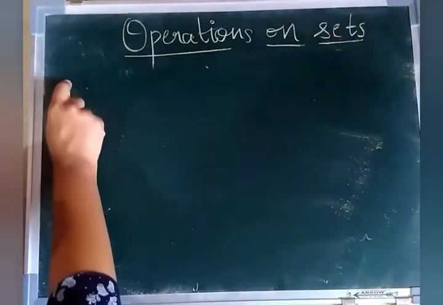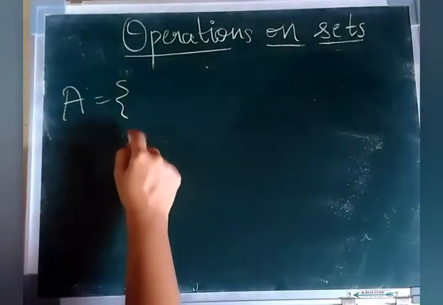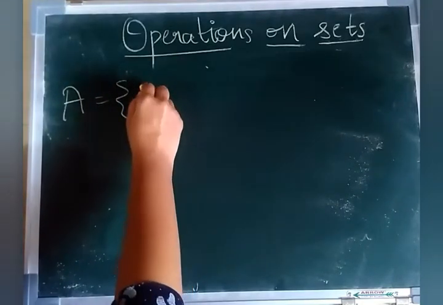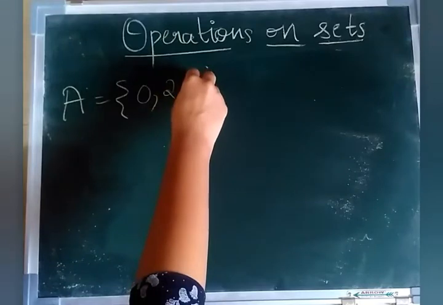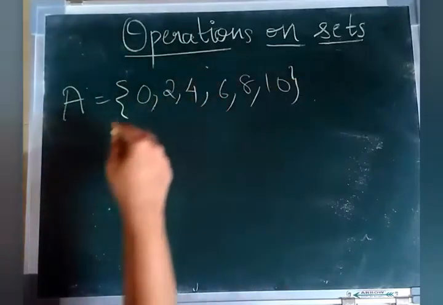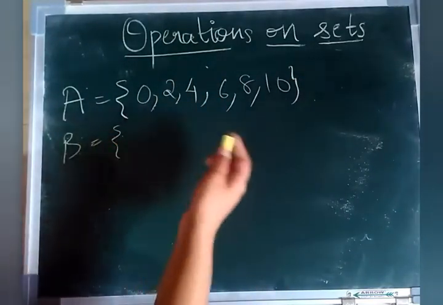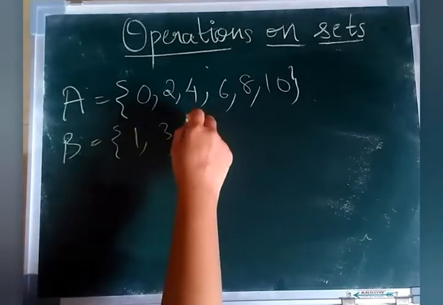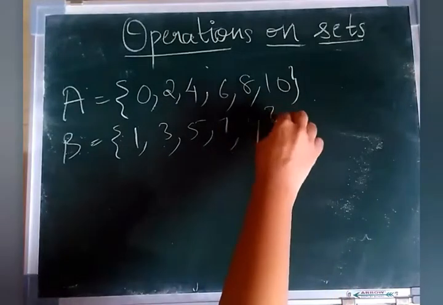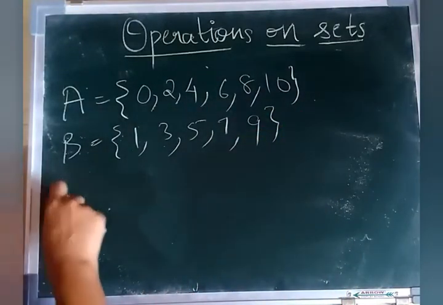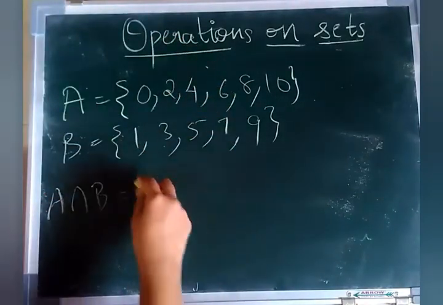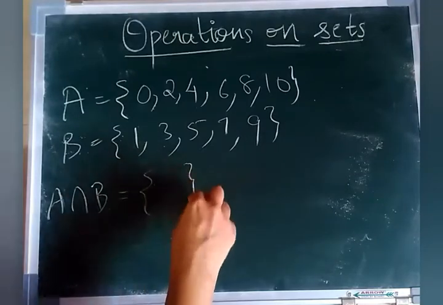Consider set A of even numbers between 0 to 10. So I can write 0, 2, 4, 6, 8 and 10, and B will be the set of odd numbers between 0 and 10, so it will be 1, 3, 5, 7 and 9. Alright, so now if you see here, A intersection B has no common element throughout, so we can write it as a null set.